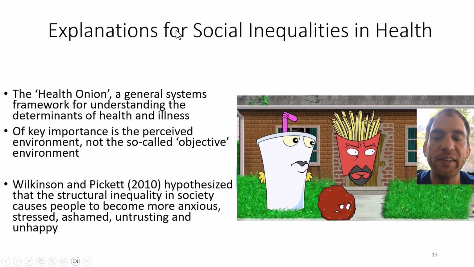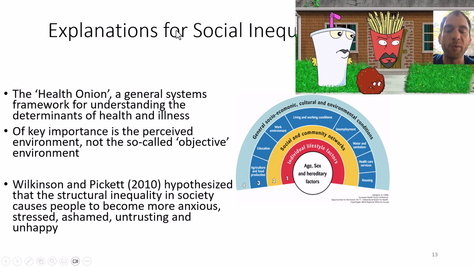Moving on to our old friend, the health onion, a general system framework for understanding determinants of health and illness. Of key importance is the perceived environment, not only the so-called objective environment.